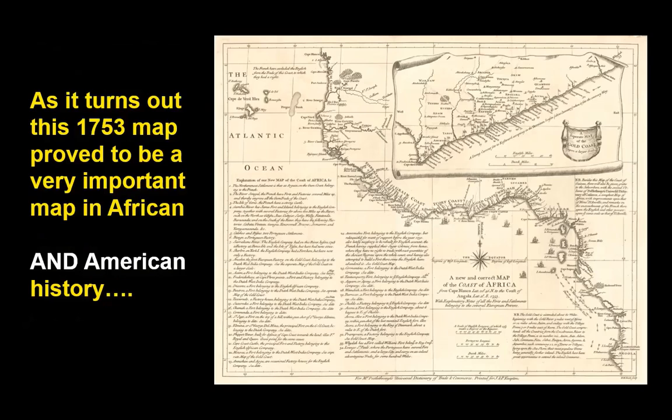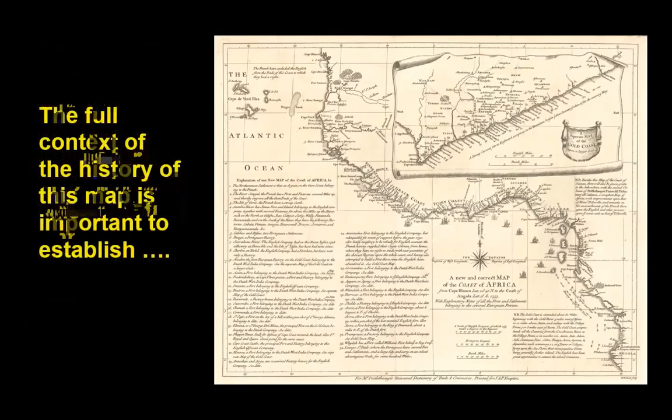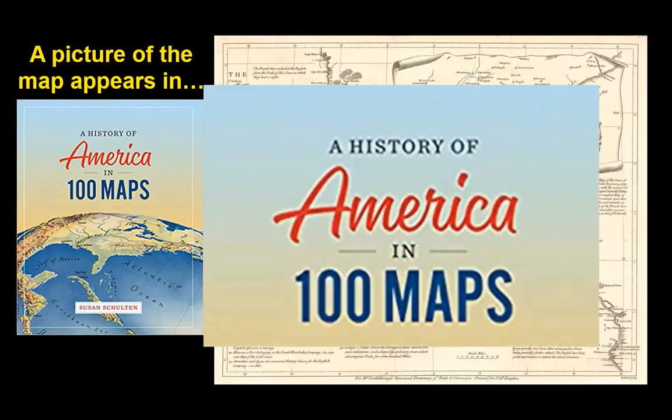As it turns out, this 1753 map proved to be a very important map in African history, but in American history as well. The full context of the history of this map is important to establish and discuss with students and other researchers. A picture of this map appears in a book recently published called A History of America in 100 Maps.